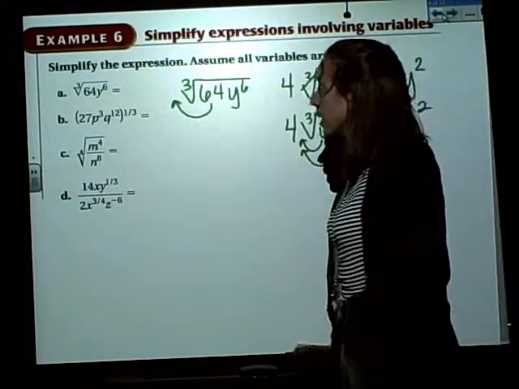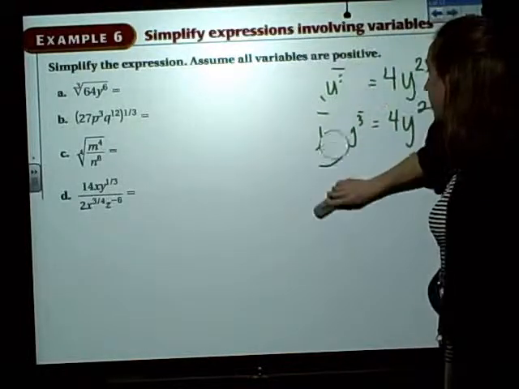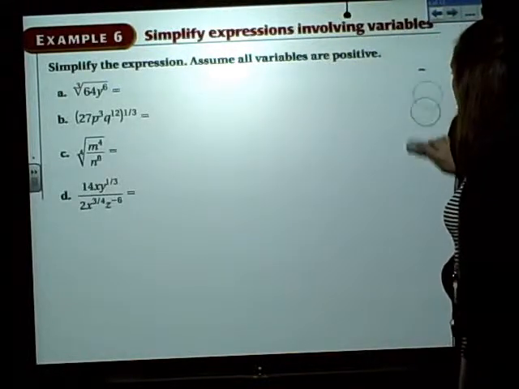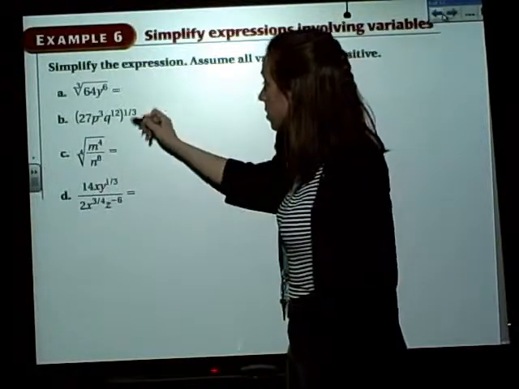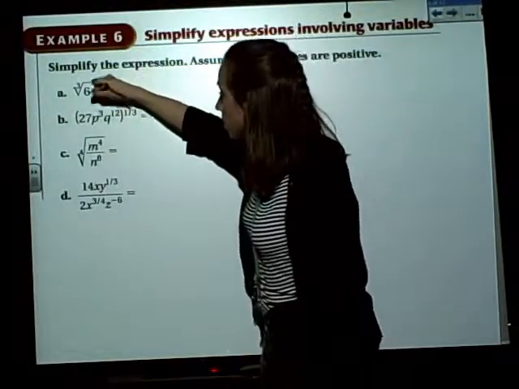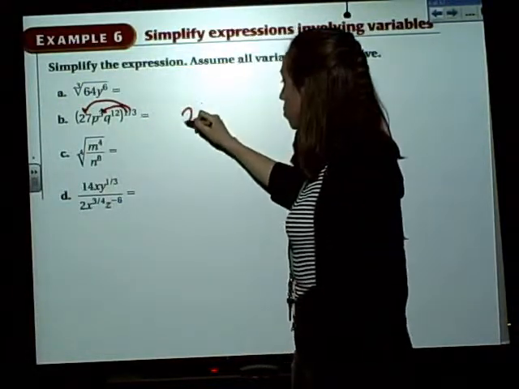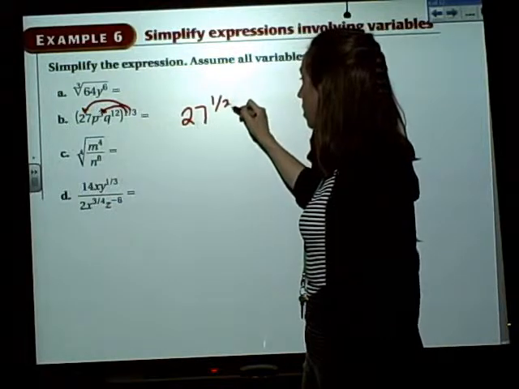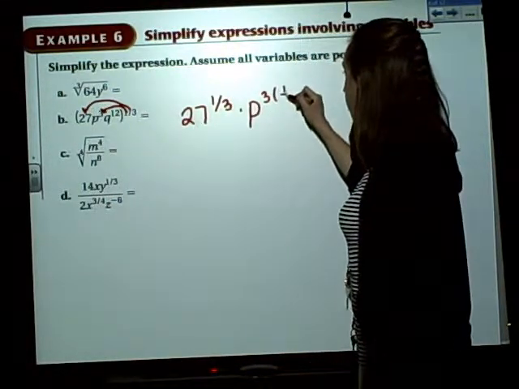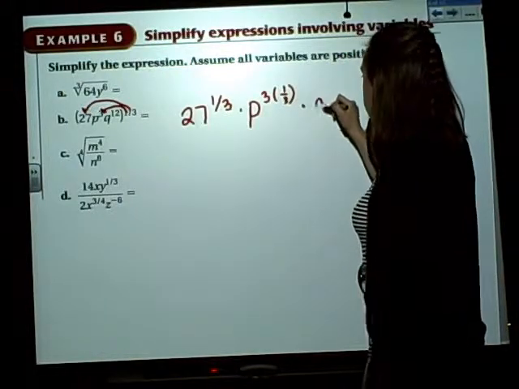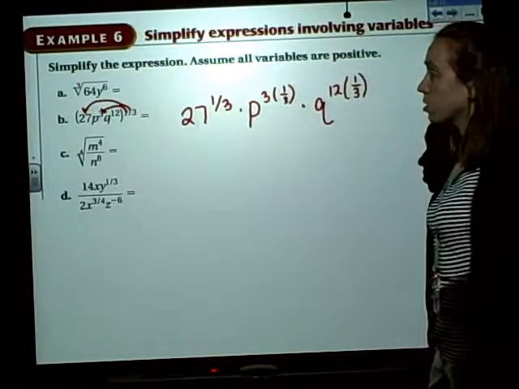Now for part B, it's a little bit different. Part B is in an exponent form. And all of those exponents are divisible by 3. So this is a really nice one just to distribute that exponent to each term. So we would go 27 to the 1/3 times p to the 3rd times 1/3 times q to the 12th times 1/3. We just distributed it.